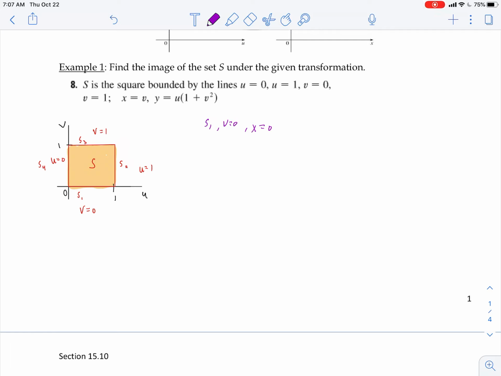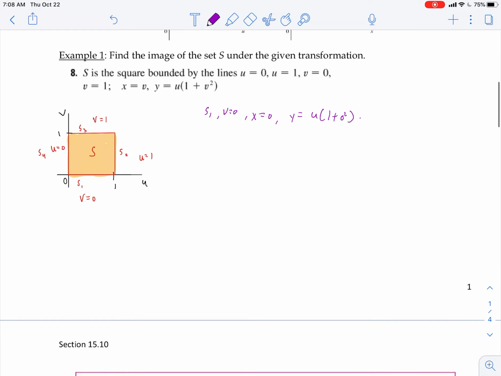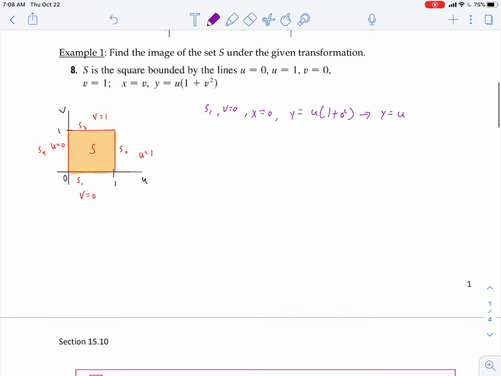And then Y equals U plus 1 plus V squared, so 0 squared. So Y is going to equal what U is, and U is defined for segment 1. U is defined between 0 and 1. So then Y is going to be defined between 0 and 1. So let's go ahead and graph that one.